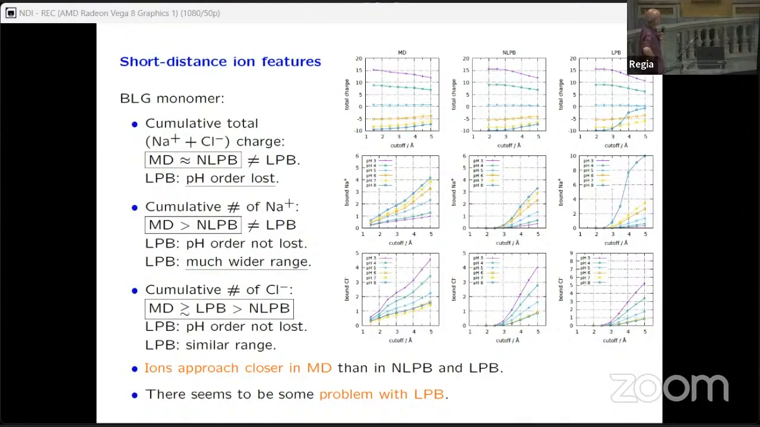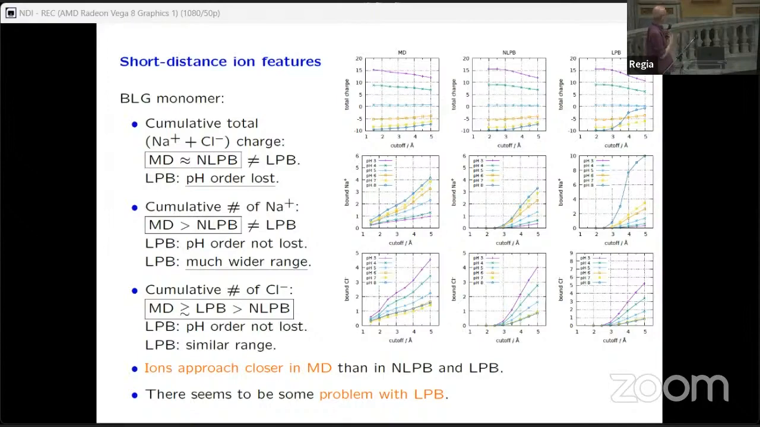The LPB has a much wider range. I don't think you can see the labels, but the scale in the Y axis is higher in the case of the linear form, because otherwise the curve for pH 8 would not fit there. And for chlorides, you have a similar situation. In this case, the linear form is not so weird, okay?